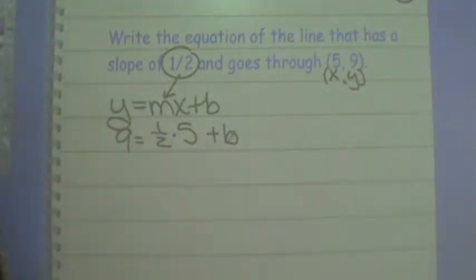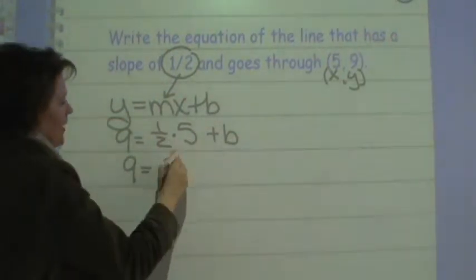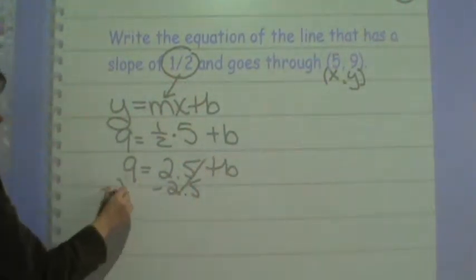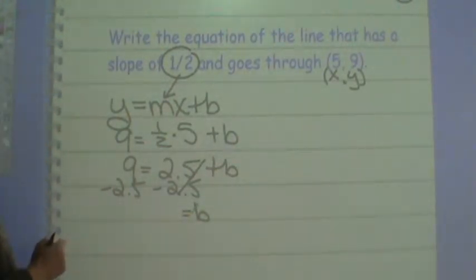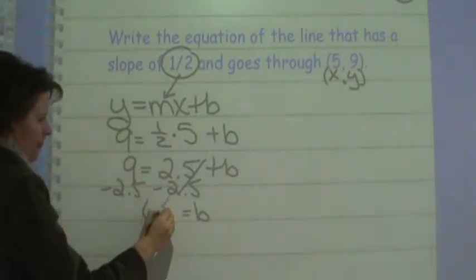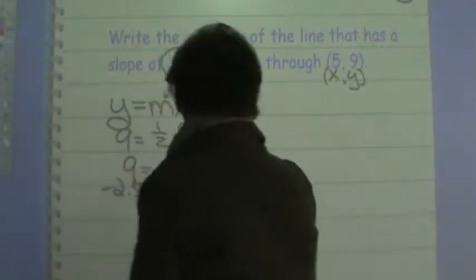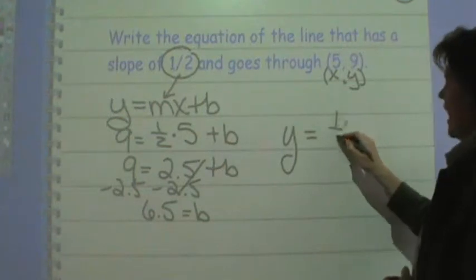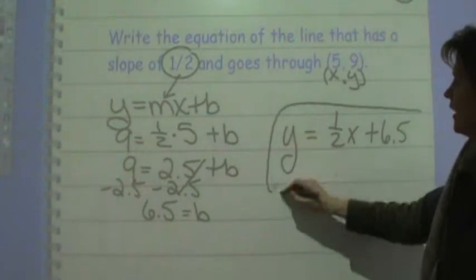And now what we're going to do is we're just going to figure out what b has to equal. Well, half of 5 is 2.5. All right, so then we subtract 2.5 to figure out what b is. So b would be 6.5, right? 6.5 plus 2.5, 9. Yep. Okay, so if my b is 6.5, now I can write the equation of my line. y equals, my slope is a half, and my b is 6.5. That's my answer.